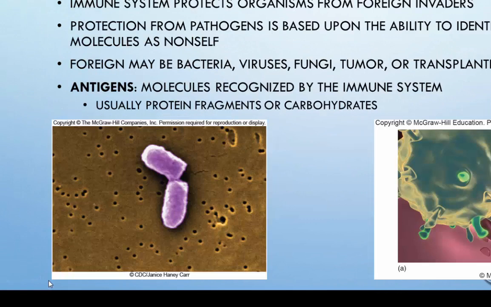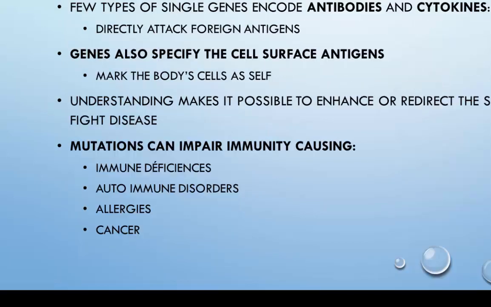So we need to start first with foreign versus self. We know that our immune system is set up to protect organisms from foreign invaders. It provides protection, and it's based upon the ability for the body to identify the foreign molecules as what we term non-self. Foreign things may range from bacteria to viruses, tumors, transplanted cells. Antigens are molecules recognized by the immune system, and usually are proteins, fragments, or carbohydrates.